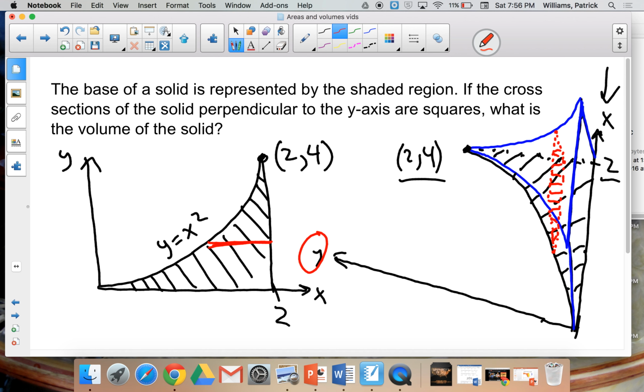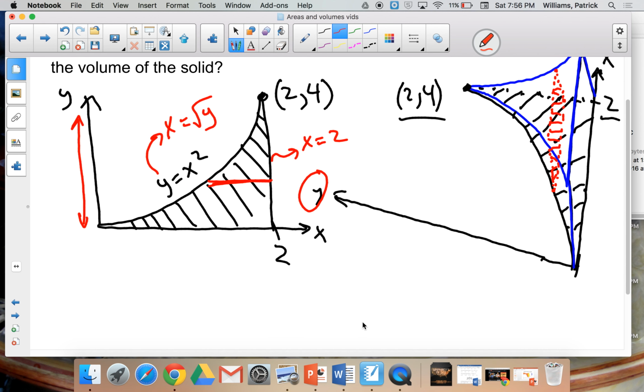So what we're going to have to do is convert this function over to y stuff, which gives us x is equal to square root of y. I need it to be a function of y now, not a function of x, because we are going to be integrating now along the y-axis instead of along the x-axis. And the equation of this line is x is equal to 2. So if we want to find the distance of that red line, that will be 2 minus square root of y.